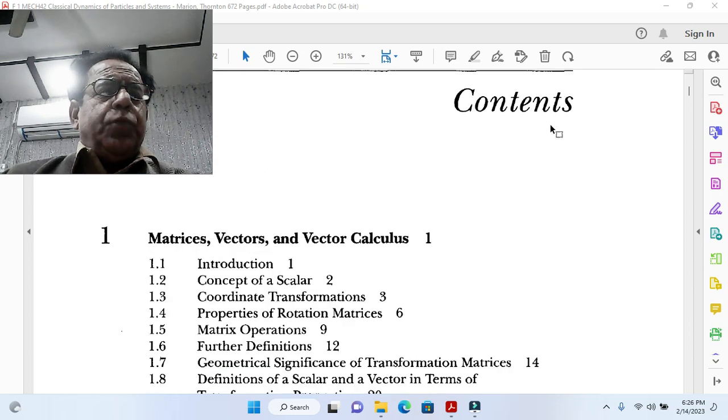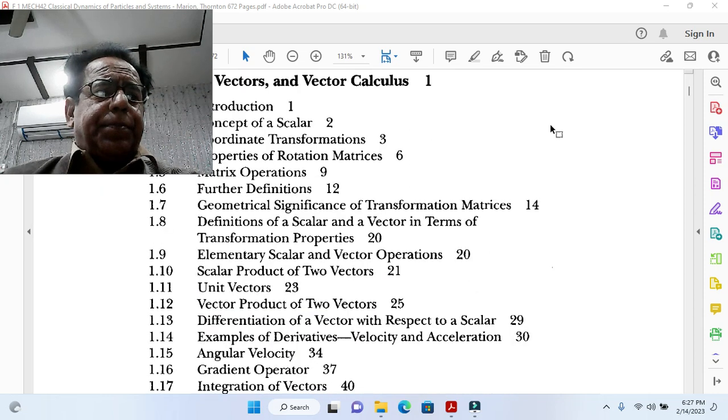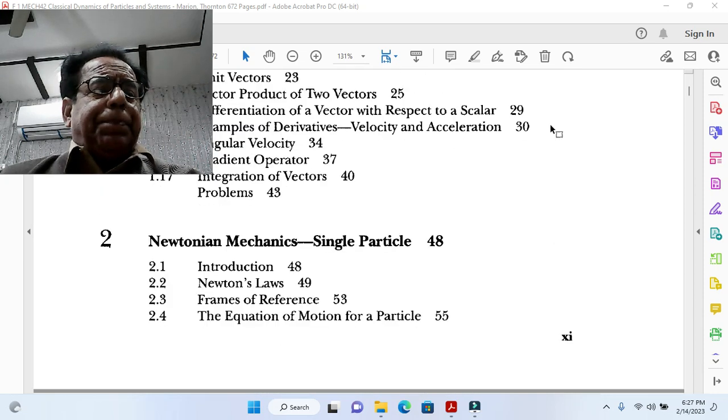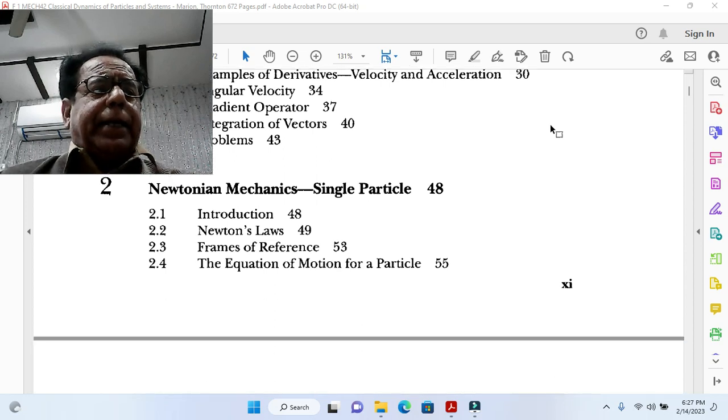Now we move to its contents. Its first chapter is under the title Matrices, Vectors and Vector Calculus. Chapter number 2 is under the title Newtonian Mechanics, Single Particle.